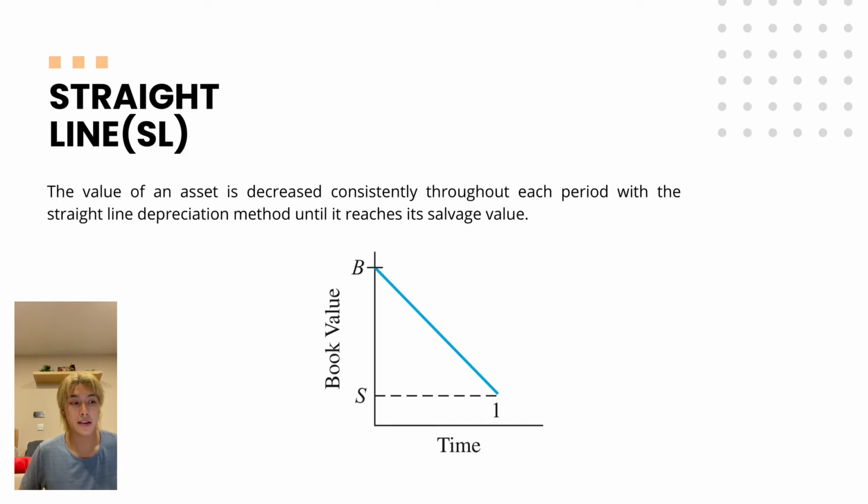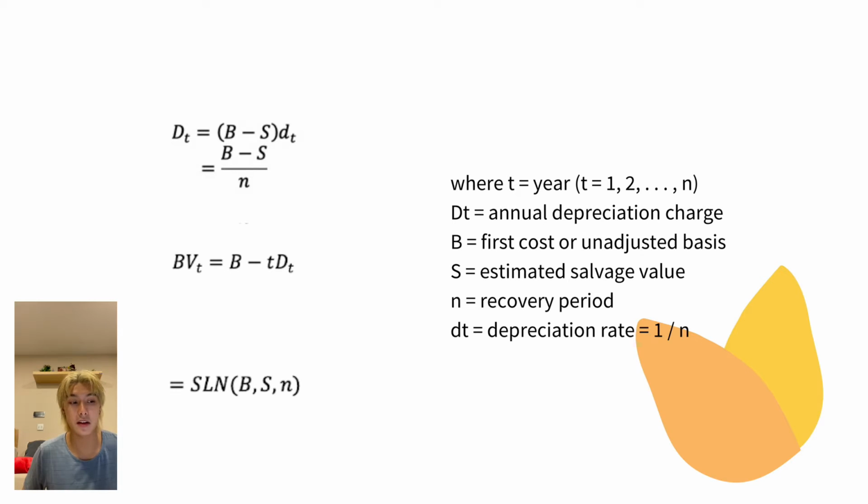The value of an asset is decreased consistently throughout each period with the straight line depreciation method until it reaches its salvage value. For distributing the cost of a capital asset, straight line depreciation is the most simple and effective technique. The annual SL depreciation is determined by multiplying the first cost minus the salvage value by d_t. In equation form, D_t equals (B minus S) multiplied by d_t.